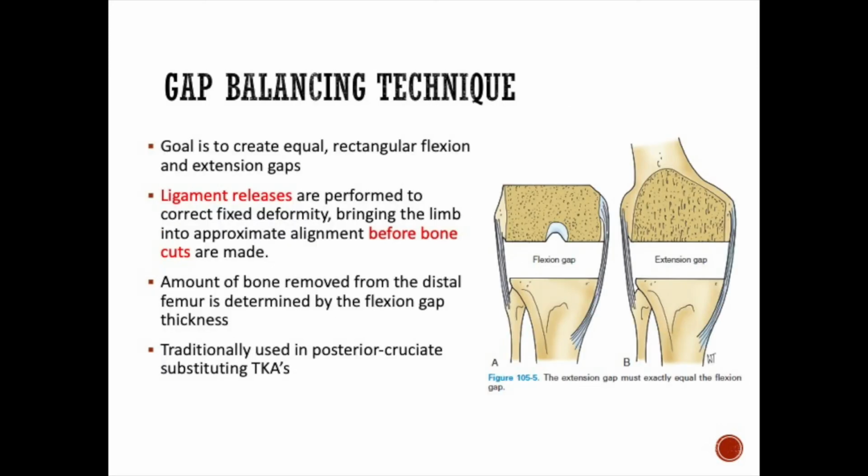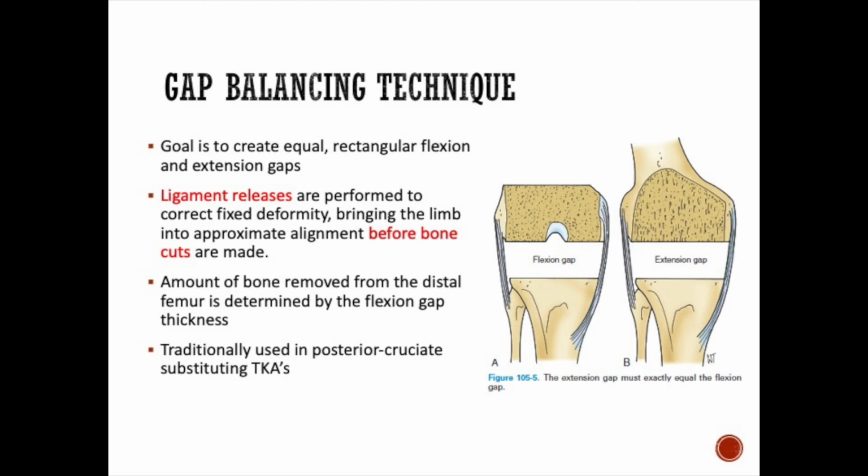The gap balancing technique, the goal is to create equal rectangular flexion and extension gaps. Ligament releases are performed to correct fixed deformity, bringing the limb into approximate alignment before bone cuts are made. So the amount of bone removed from the distal femur is determined by the flexion gap thickness. Traditionally, this is used in posterior cruciate substituting total knee replacements.